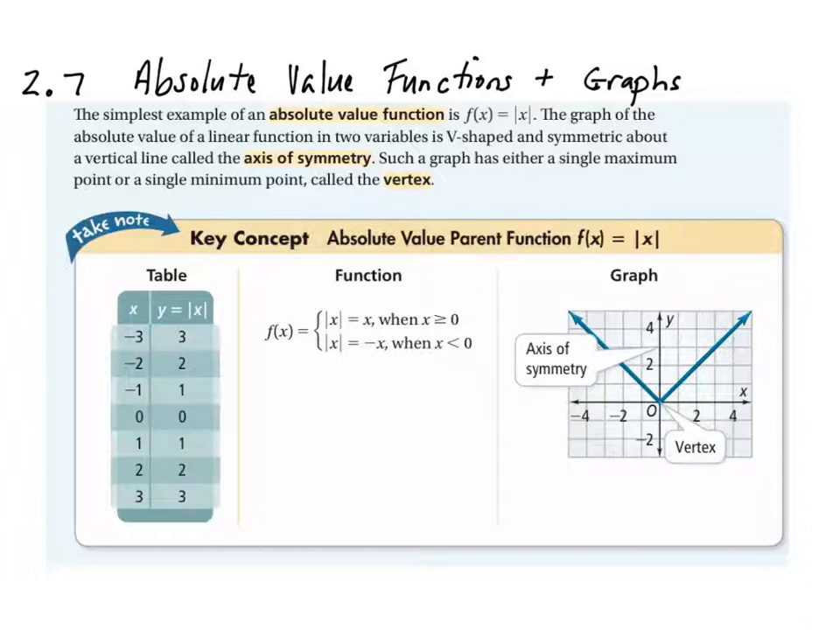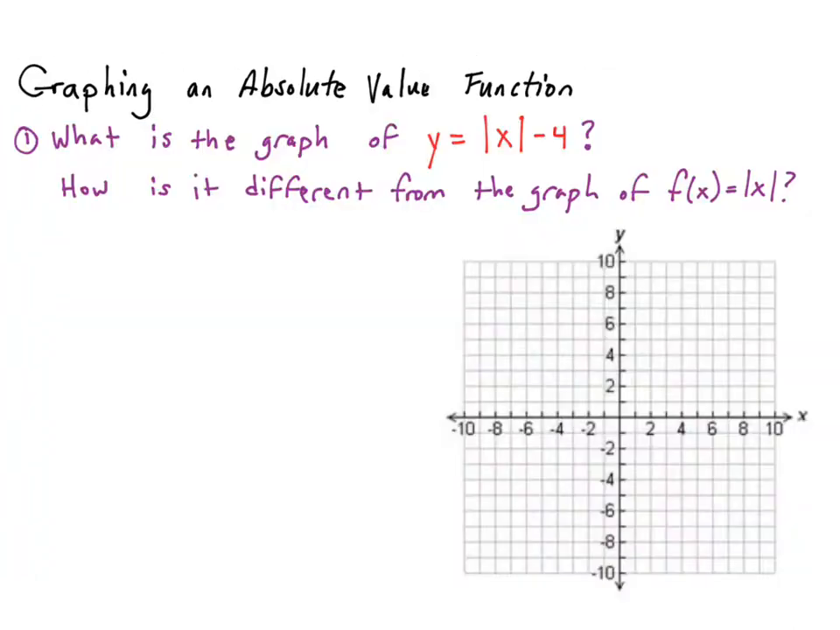So if you put in a -3 into the absolute value, the output in this case is 3. So you would plot the point -3, 3, and so on down the list, applying your absolute value. This question wants us to graph the absolute value function. It says, what is the graph of y equals the absolute value of x minus 4? How is this different from the parent function, or in this case, y equals the absolute value of x, or f of x equals the absolute value of x? So let's just graph this and we'll see how it compares.